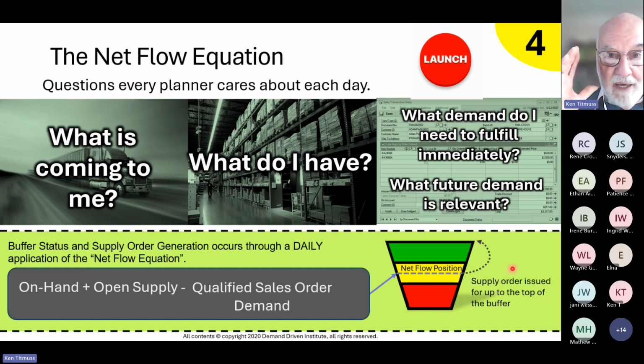So every day you get a to-do list for those items that need to be replenished in your warehouse, in priority order. Those with net flow down in the red are going to have a higher priority than the net flow ones in the yellow. So you get a complete to-do list of what you need to replenish today, either from your factory or from your suppliers.